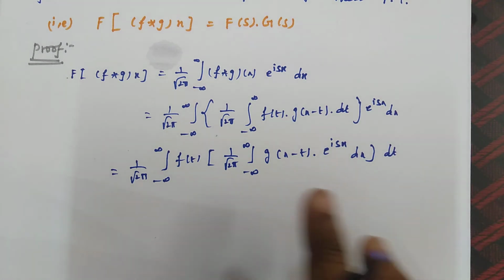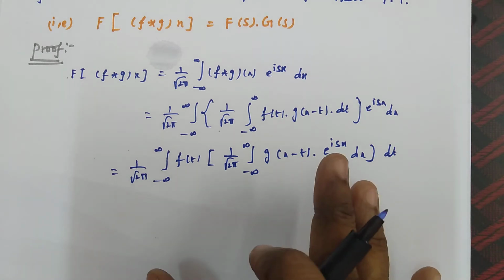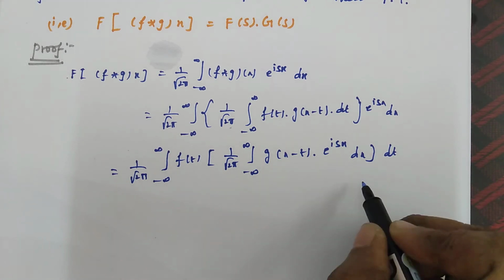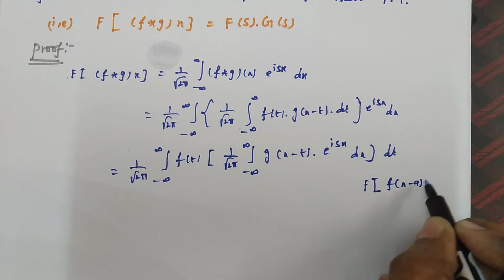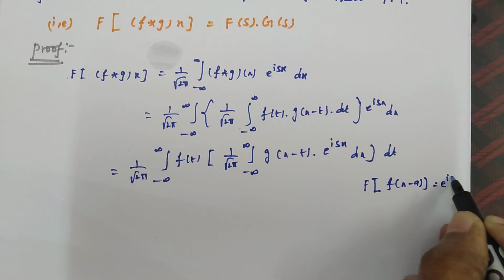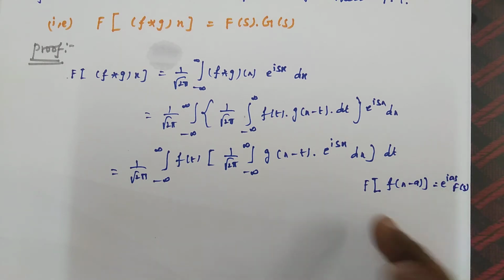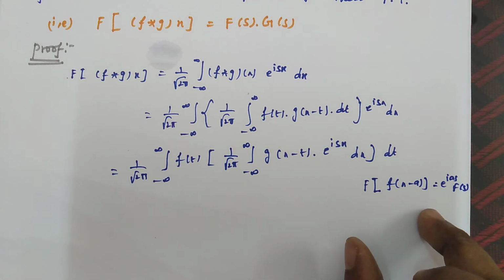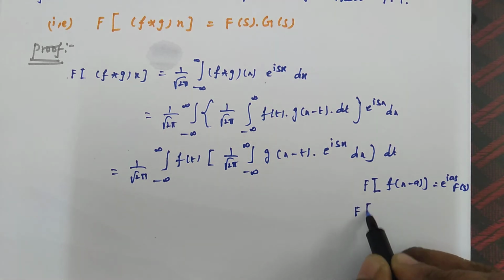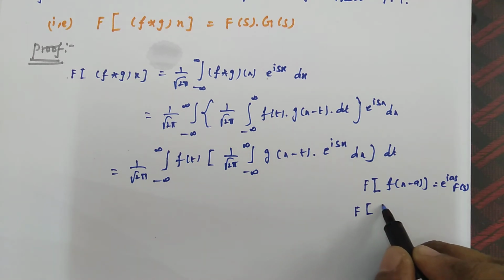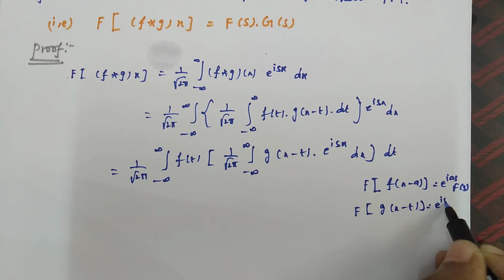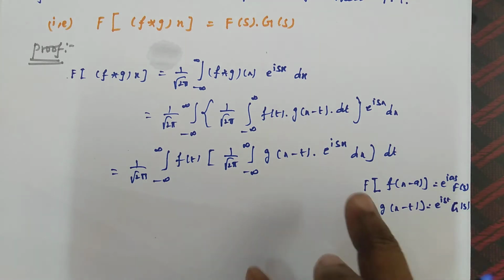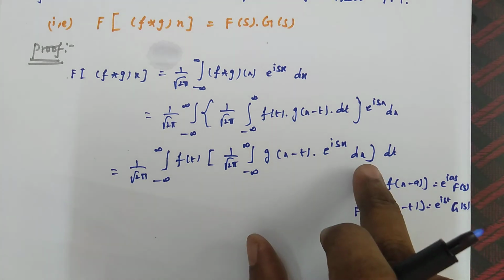Now what we are going to do is, as I told you already, we have properties for Fourier transform. We have a very well known property, that is F of f of x minus a equal to e power ias into F of s. This is nothing but the shifting property under Fourier transform. So now we can compare this result with our result, F of g of x minus t equal to e power ist into, here we have g, so we can make it as G of s. So now we are going to apply the shifting property result here.